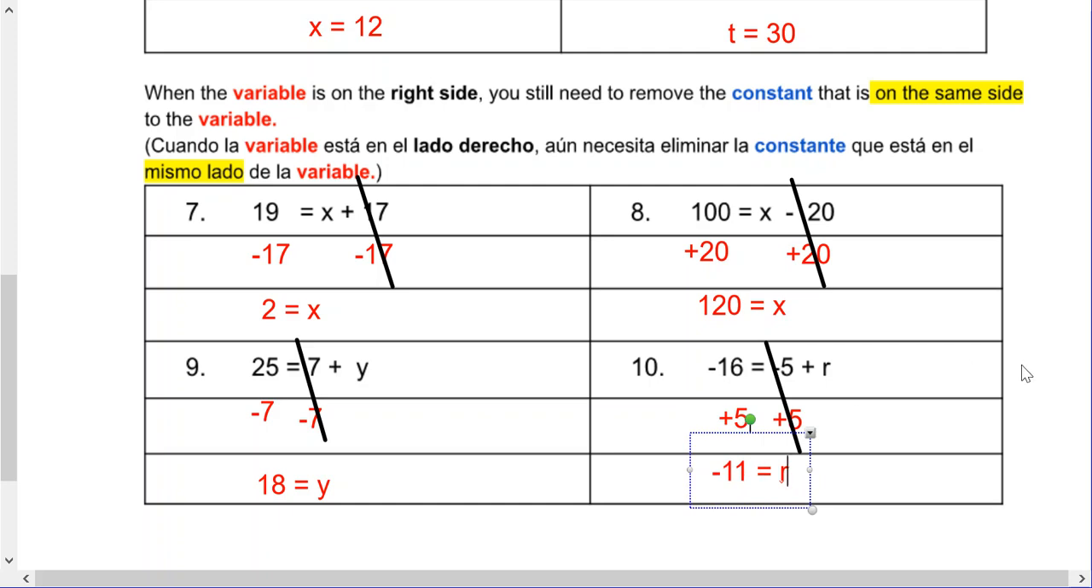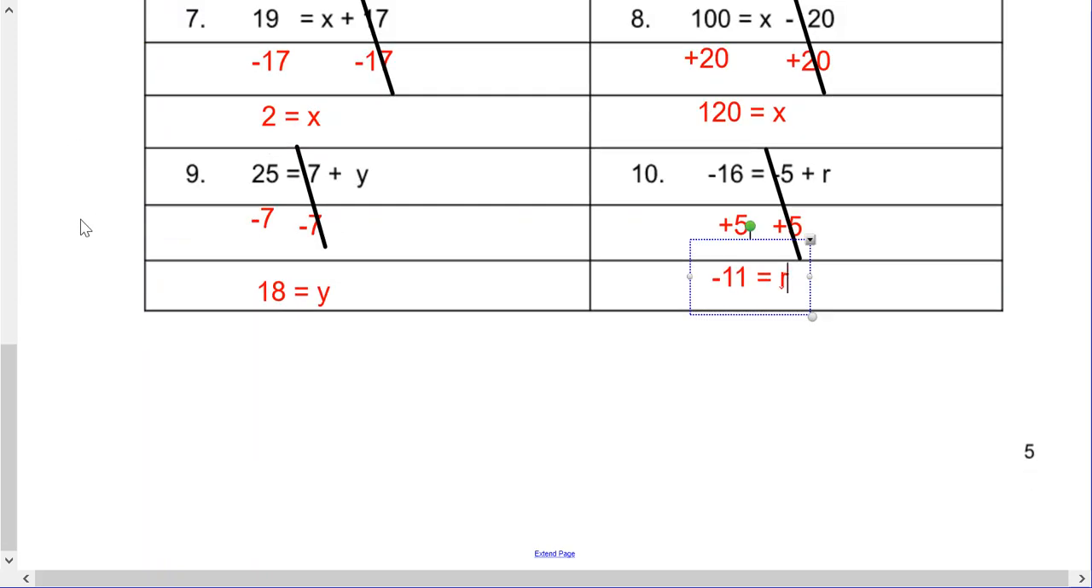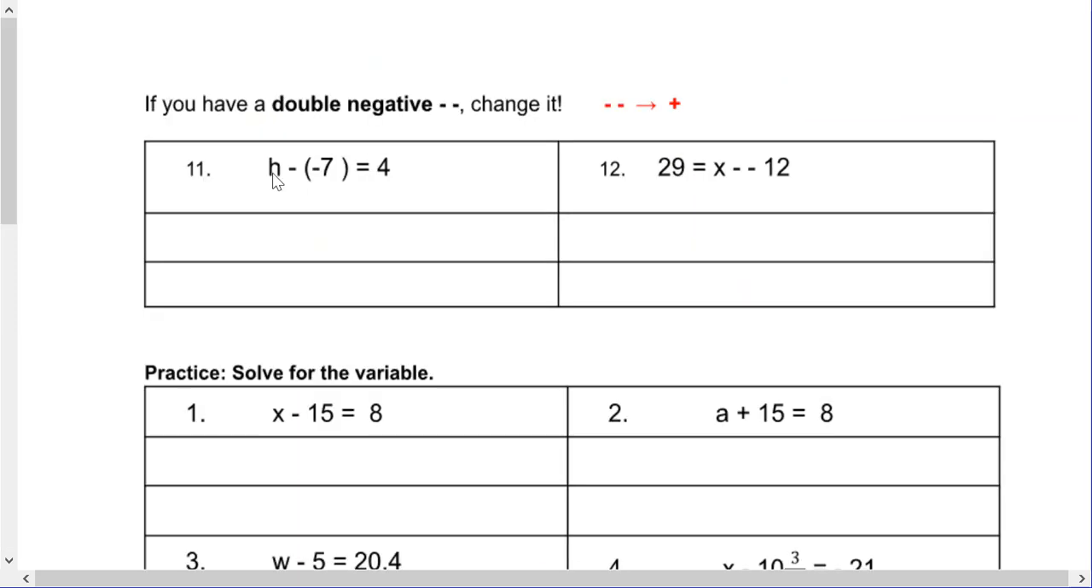So this is page 5. Next page is page 6. I will just go over these two questions. If you have a double negative, you have to change it to positive. So before we start, when you have h minus negative 7, change it to plus. And then number 12, 29 equals x minus negative 12, change it to plus, and then solve for the variable.